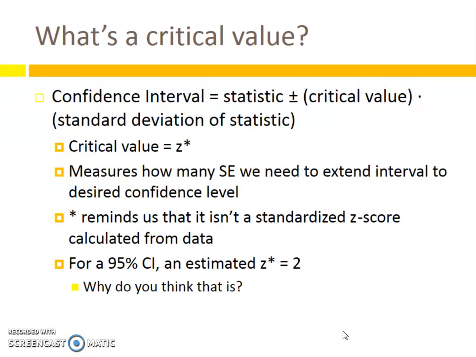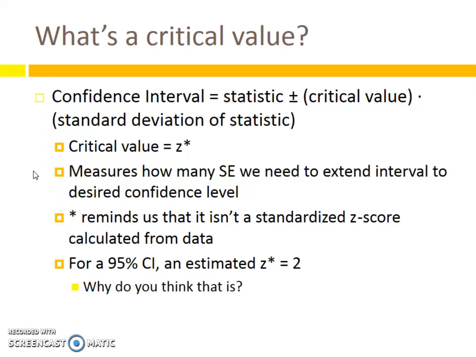You also need to know a critical value. So we need to figure out how to calculate a critical value. We use z star. Okay, so it's not anything multiplying. We just use a z star, that is the symbol for critical value. The critical value tells you how many standard deviations we need to extend the interval to get our desired confidence level. So the star reminds us that it isn't a standardized z-score calculated from data. Okay, so that's the difference. We're not calculating it using that formula. We're finding it in a different measure.